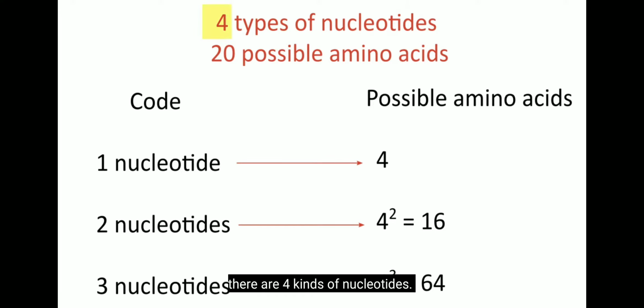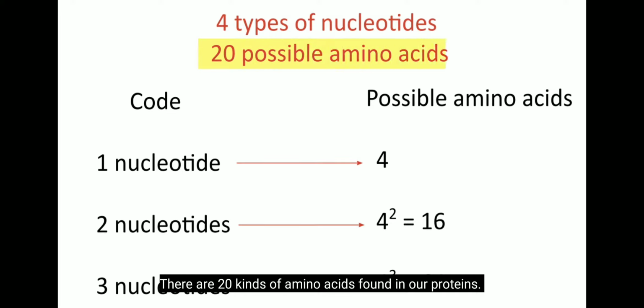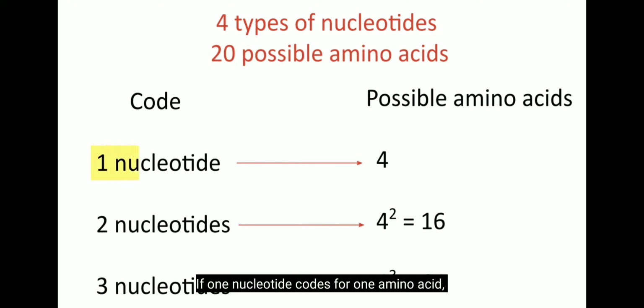As we saw, there are 4 kinds of nucleotides. There are 20 kinds of amino acids found in our proteins. If one nucleotide codes for one amino acid, there are only 4 possible amino acids. If a pair of 2 nucleotides codes for one amino acid, there are 16 possible combinations. 4 possibilities for the first position times 4 possibilities for the second position gives 16 possible amino acids.